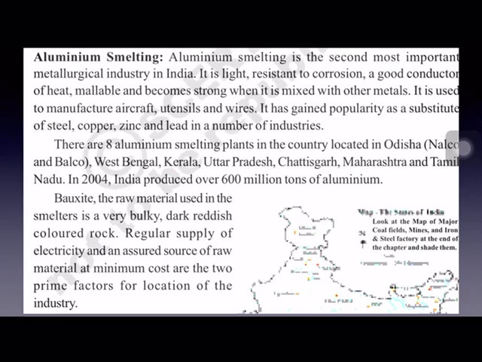And in India there are 8 aluminium smelting plants. They are located in Odisha, where there are 2 plants, Nalco and Balco, and in West Bengal, Kerala, Uttar Pradesh, Chhattisgarh, Maharashtra and Tamil Nadu. In 2004, India produced over 600 million tons of aluminium. The main raw material for aluminium smelting is bauxite, a very bulky, dark reddish colored rock.